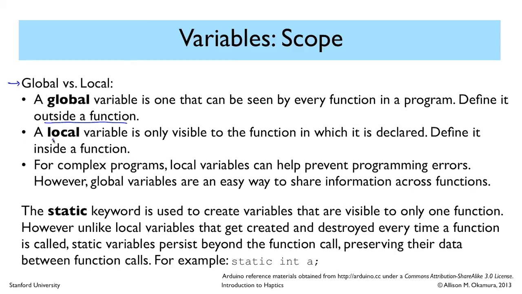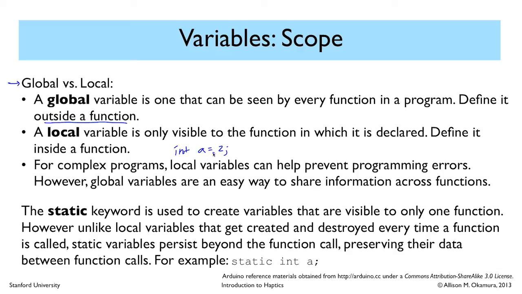A local variable, on the other hand, is only visible to the function in which it's declared, and so you would define it inside of a function. So let's say you have a variable that you only need to use inside the loop function. Well then, after the loop function starts, you would declare that variable. You might say, for example, int a equals 2. You would put that declaration inside the loop function, and then only the loop function would know about that variable a.